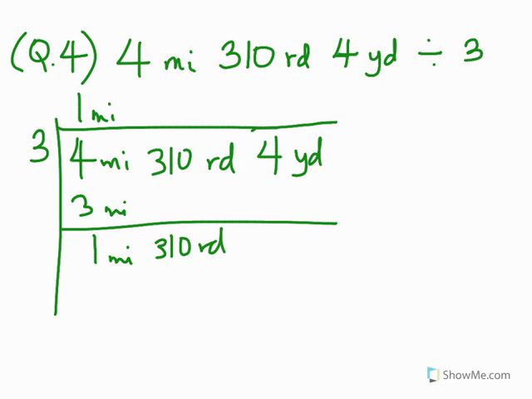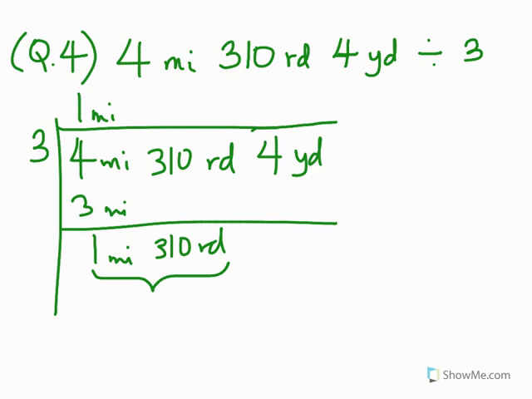Now, we convert these miles and rods. We convert the miles into rods. Okay? And when we convert the miles into rods, what does it give us? Of course, 1 mile is 320 rods. So 320 plus 310 is 630.